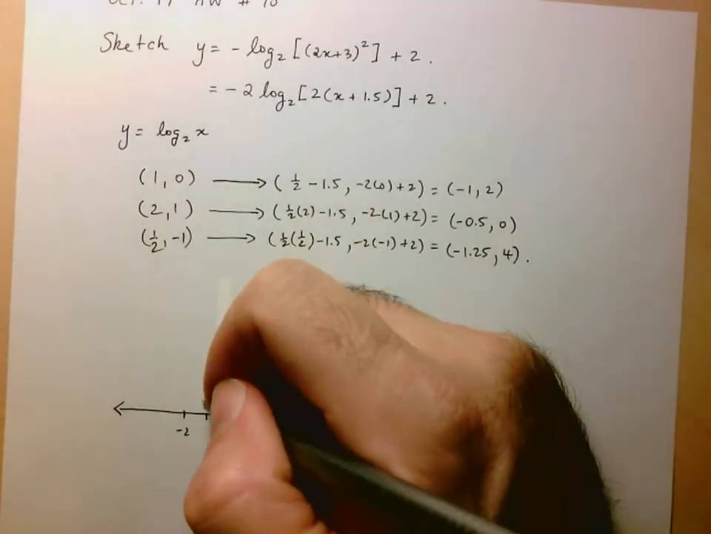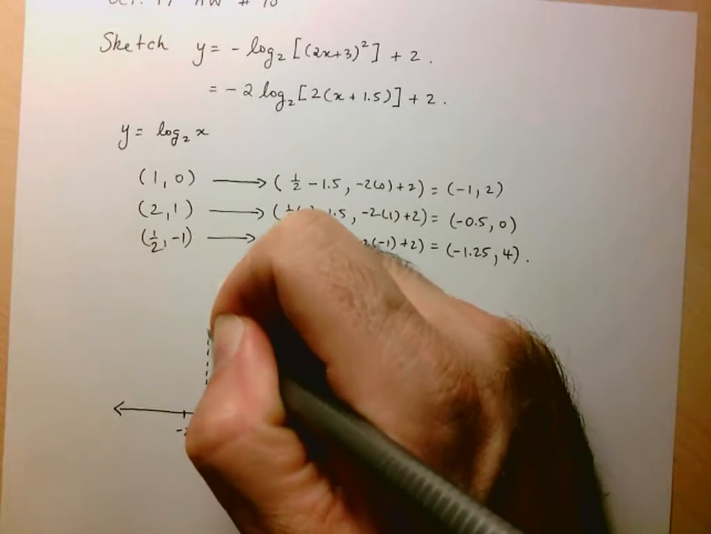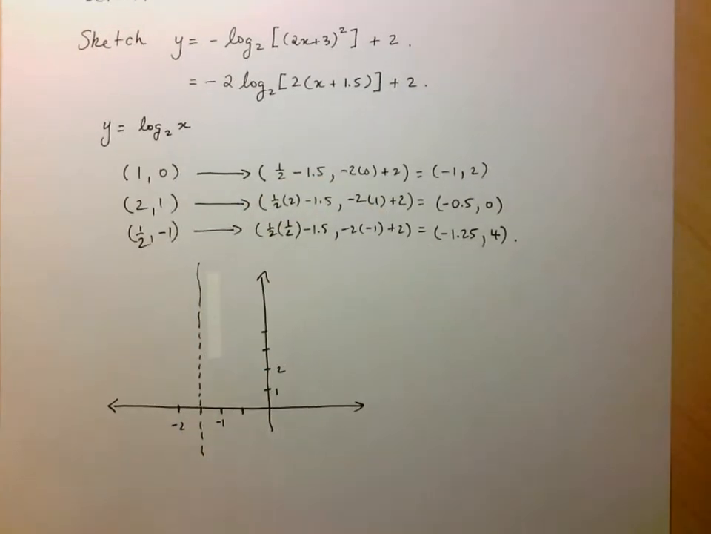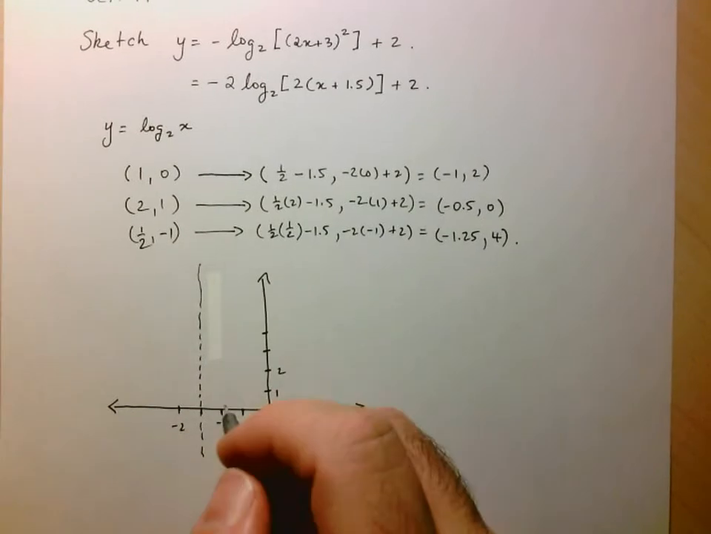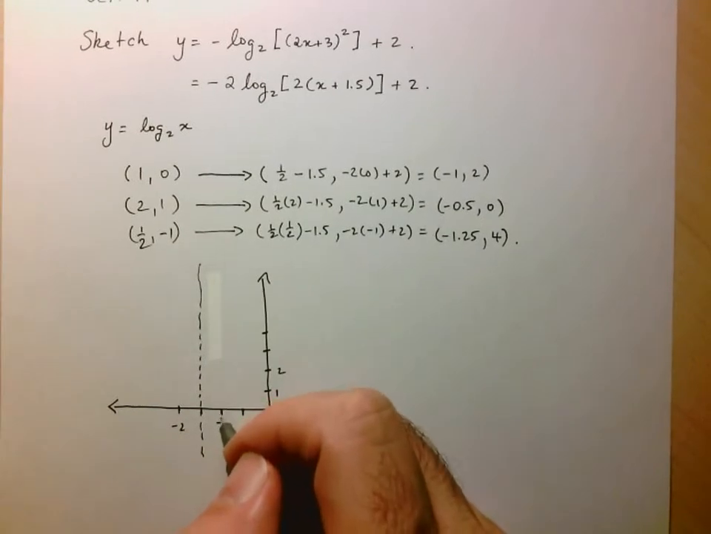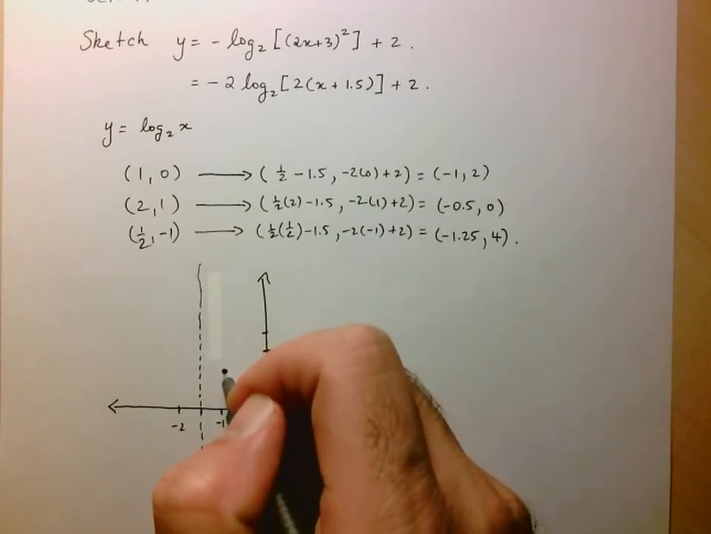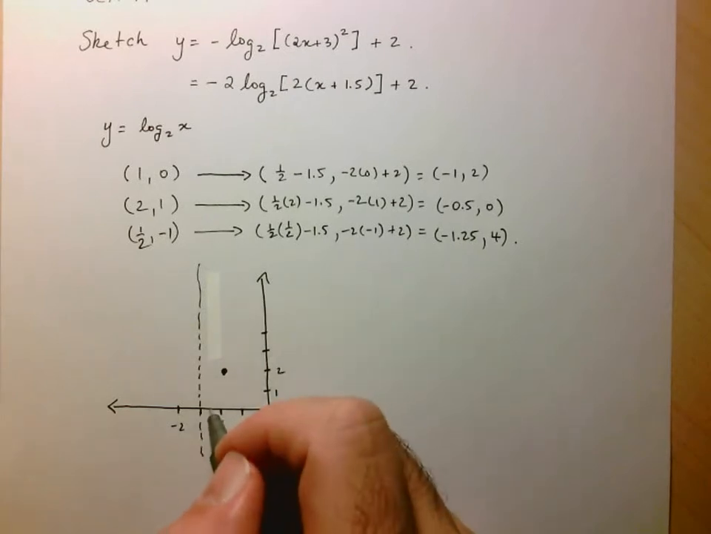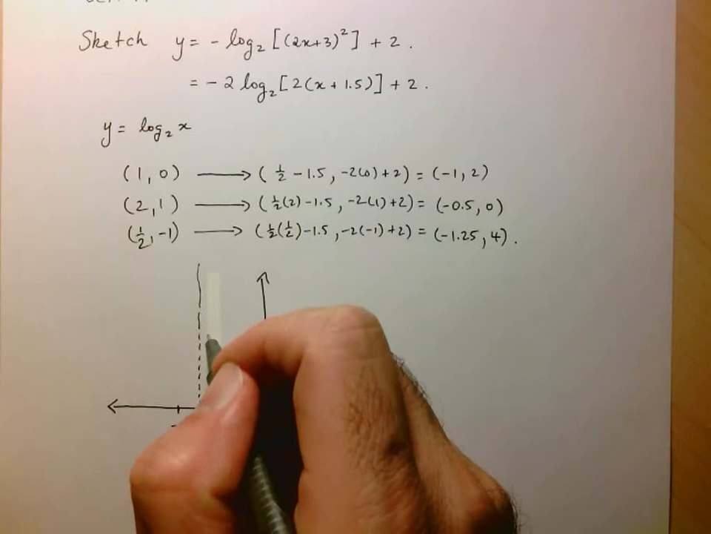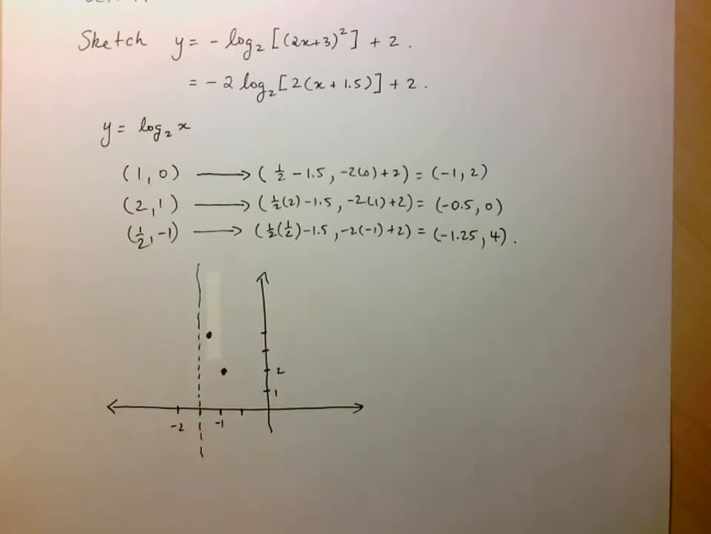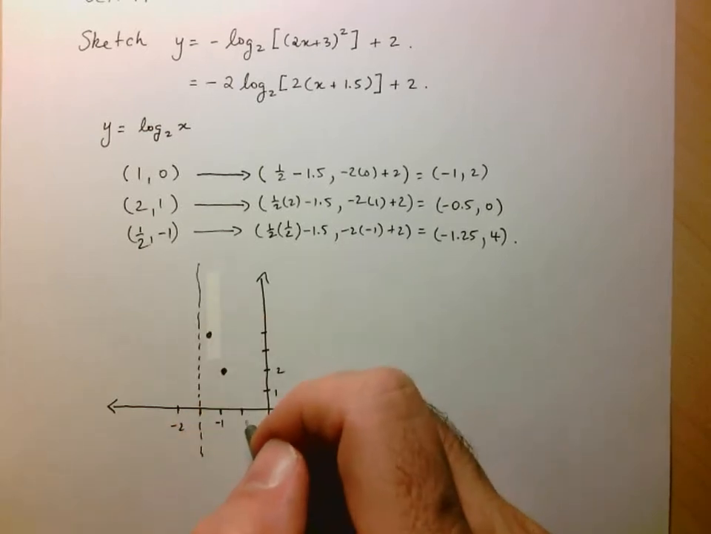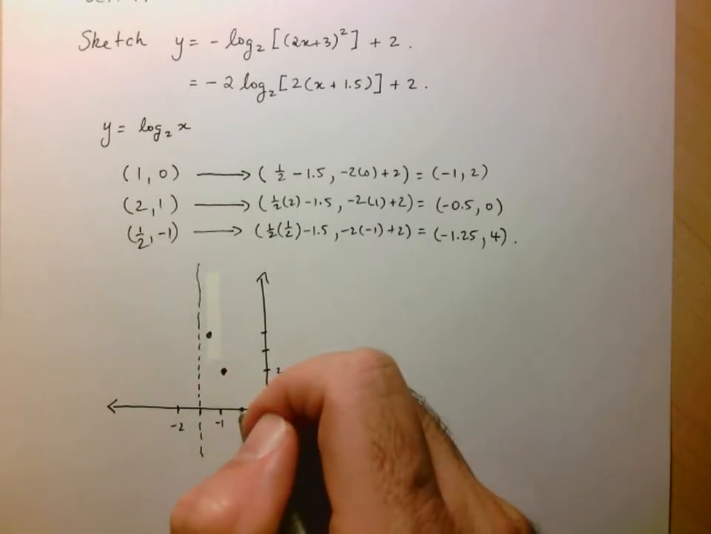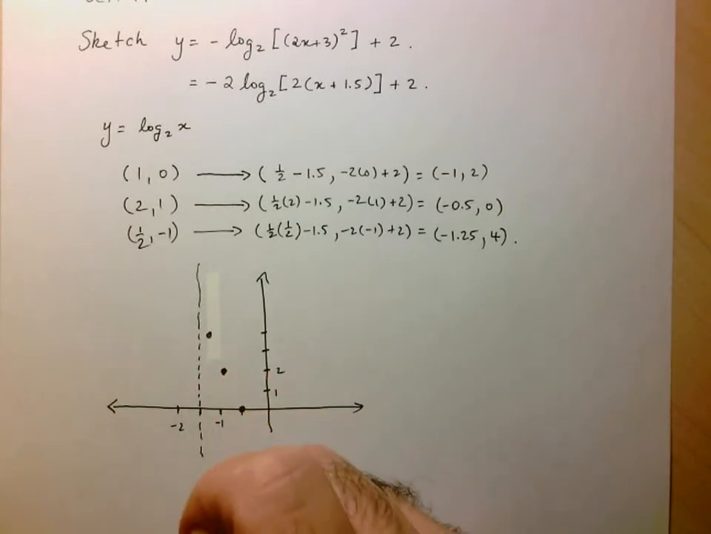Okay, so here, let me start from here. Okay, so my asymptote at -1.5. Okay, and let's plot the points. So we got -1 goes to 2. Then we've got -1.25, so halfway there to 4. So that's about there. And then we've got -1/2 and 0. Okay, so there's that point there.